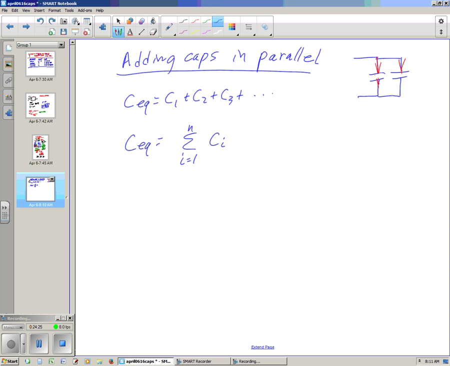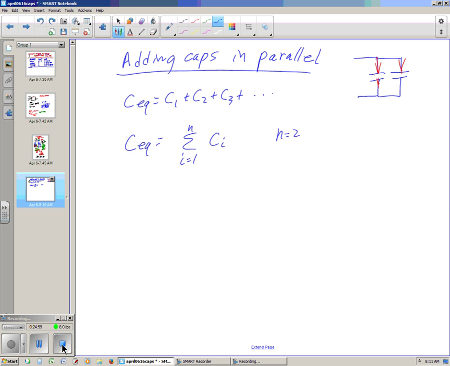You start with i equal to 1, and you write down C1. Then you kick up i to 2, so then you add on C2, and so on. N would be the maximum number. In our problem, n was equal to 2, so we just had C1 plus C2. If it were equal to 100, you'd have C1 plus C2 all the way out to C100. Generally, you don't have something that large, but that's how you would write it.